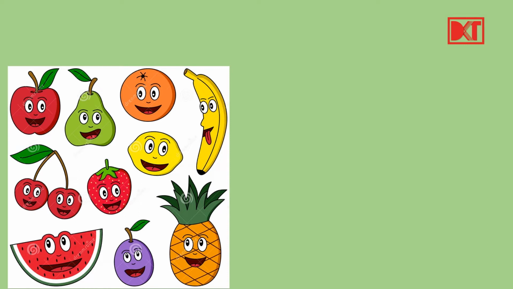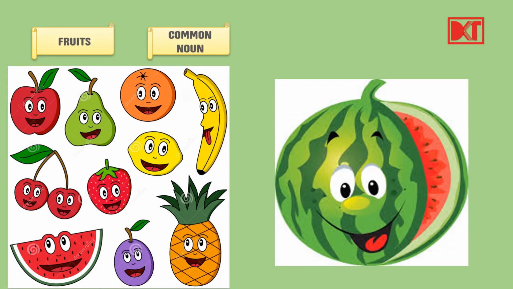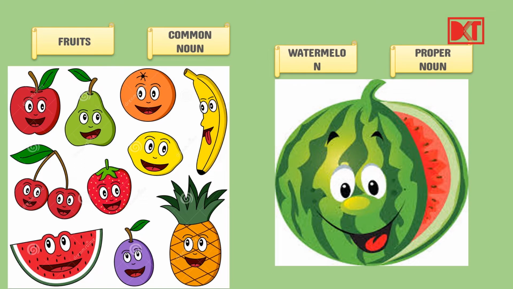Here we will be taking up the examples of common noun and proper noun together. Like here you see, in the first picture, what are we talking about? We are talking about certain fruits. So we are naming these things in general or specific? We are talking about them in a general manner. So fruits is a common noun. But here when we are talking about a specific fruit, which is what? Watermelon. So it becomes a proper noun.